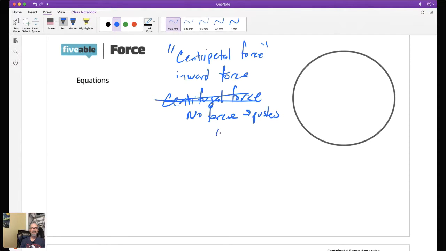You feel like you're getting pushed out, so you think that there's a centrifugal force, but we don't ever use that term. Instead, we're going to use the centripetal force, which we know is a fake force, but it's there. We just don't call it centripetal.